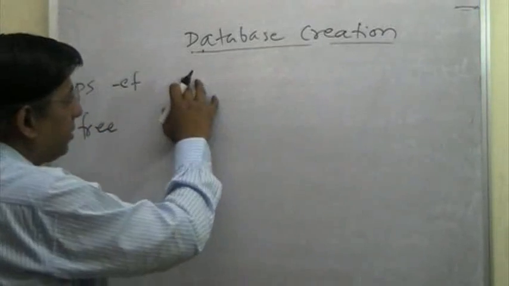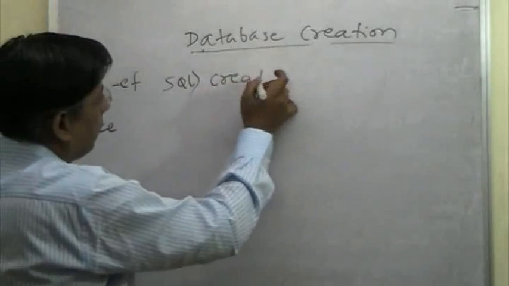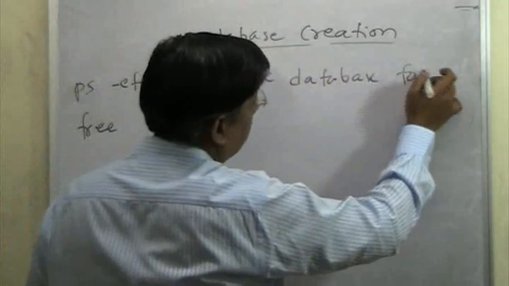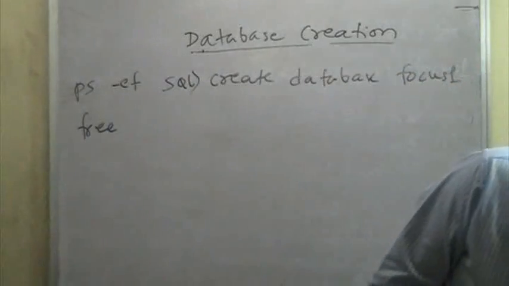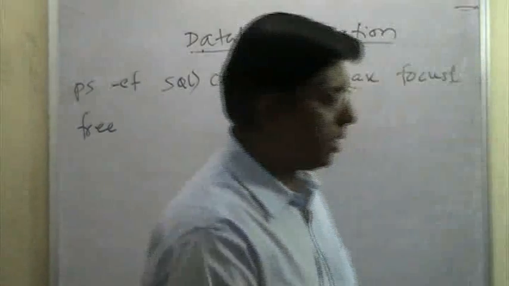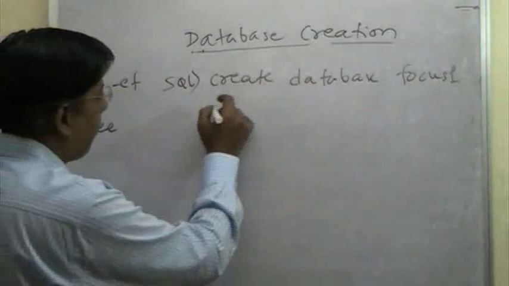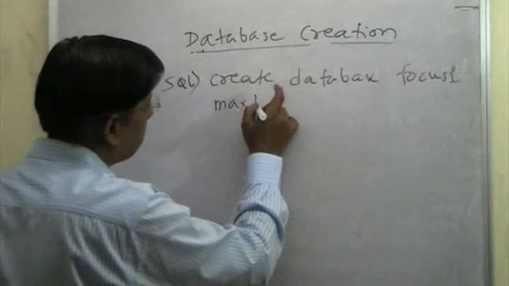Now the instance is started. It is in a nomount phase, and now we are going to execute a command called create database focus1. Create database focus1. Okay, and then we are going to say max. There are quite a few max parameters.